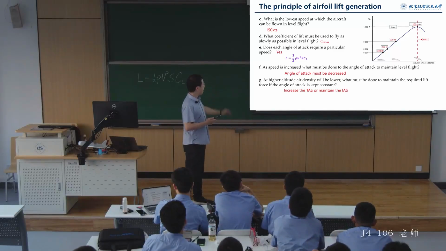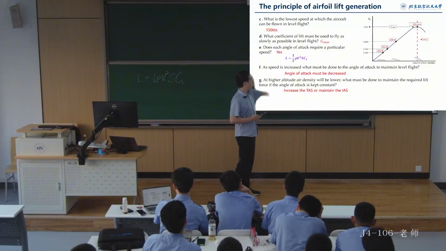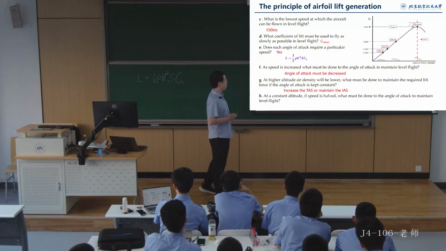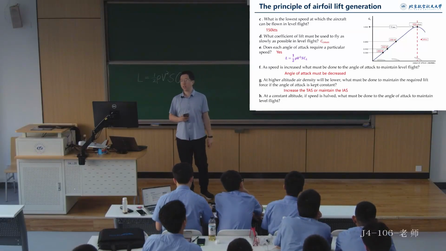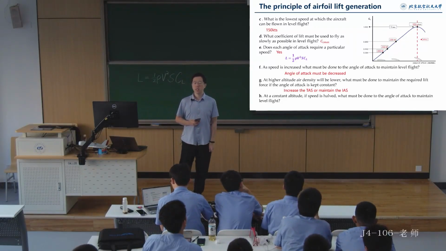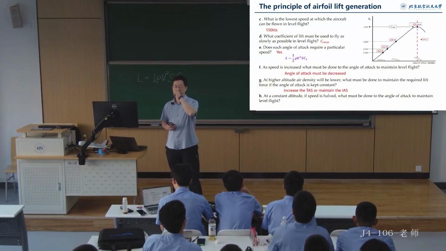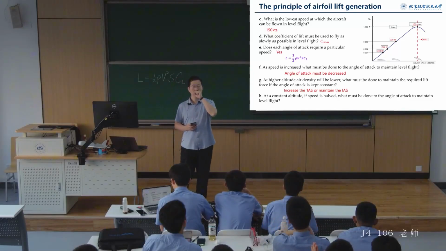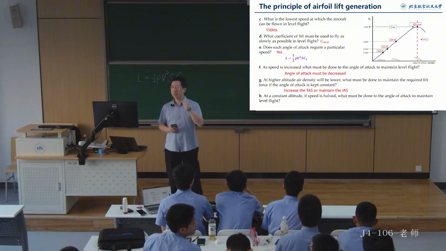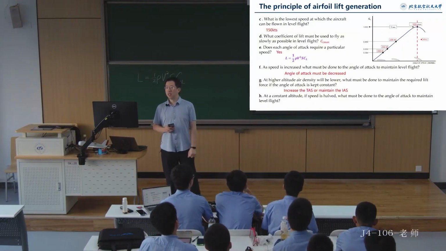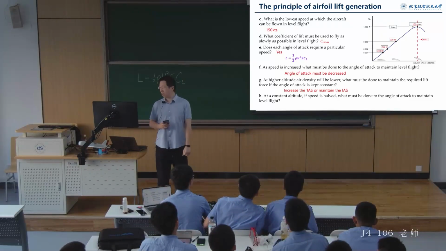When an aircraft is flying at a constant altitude, if the speed of the aircraft is reduced to half of its original speed, and in order to maintain level flight, what should happen to the angle of attack? What should the impact be? What should happen to the angle of attack? It should increase a bit, right?